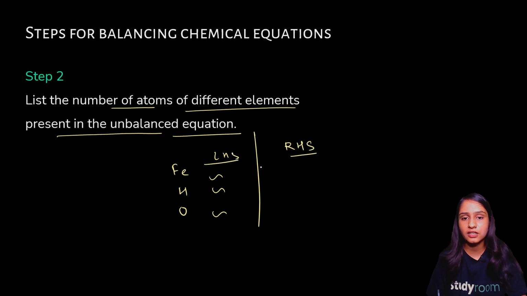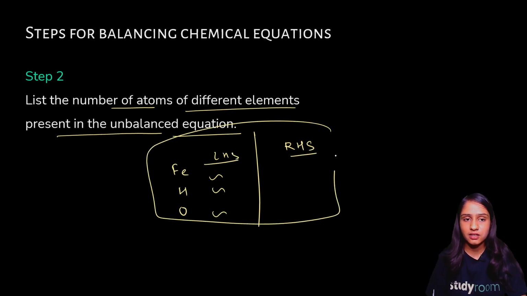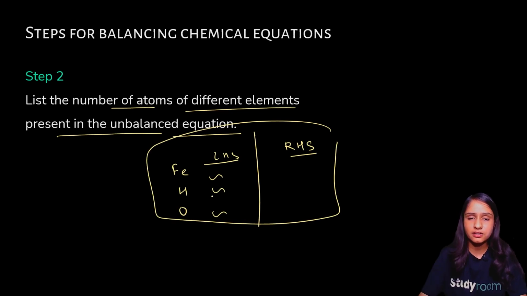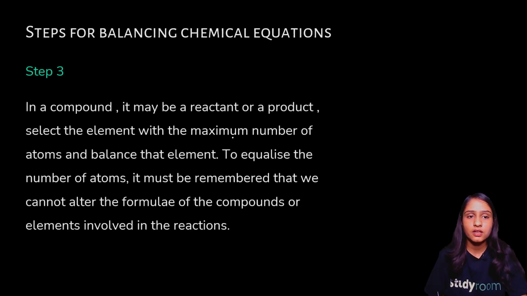So the list: the number of atoms of different elements present in the unbalanced equation. You make a list, and in a compound, it may be a reactant or a product. Select the element with the maximum number of atoms and balance that equation.